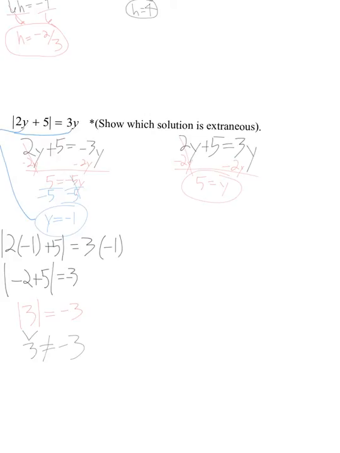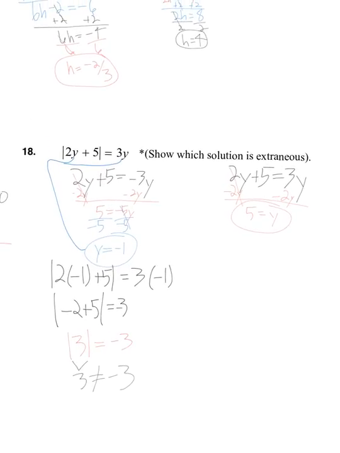Number 18, I put a star by it because it has an extraneous solution. Okay, so I go over those a bit more in detail on the note videos, but you need to check to make sure you don't have an extraneous solution if you have a linear equation and an absolute value. So the graph of 2y plus 5, absolute value of that would make a v. The graph of 3y is going to make a line, and so it could be like that. All right, so that's intersecting one time.